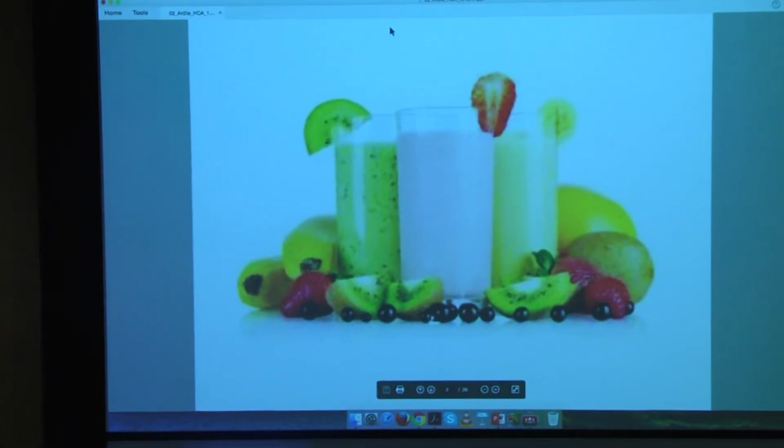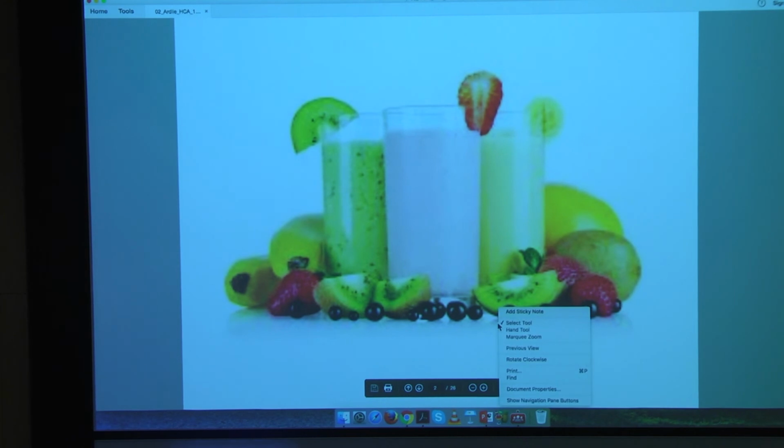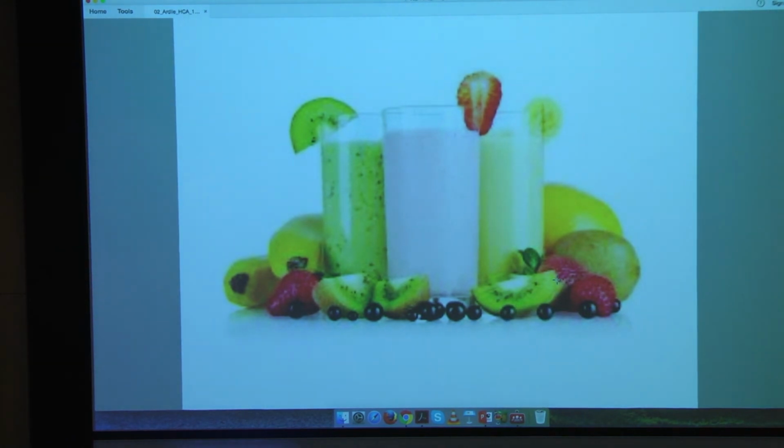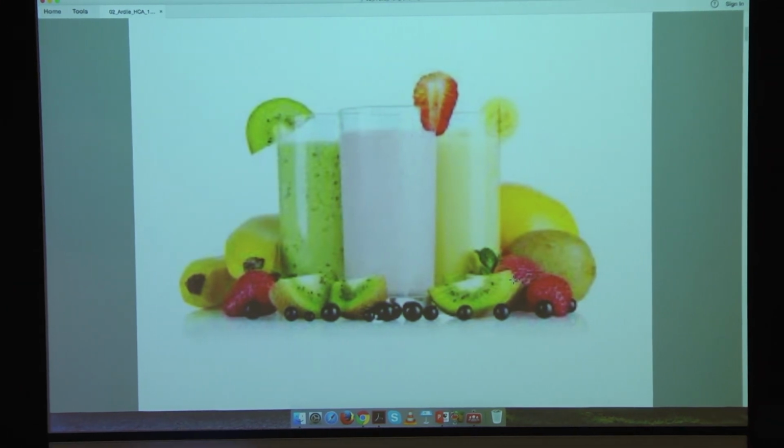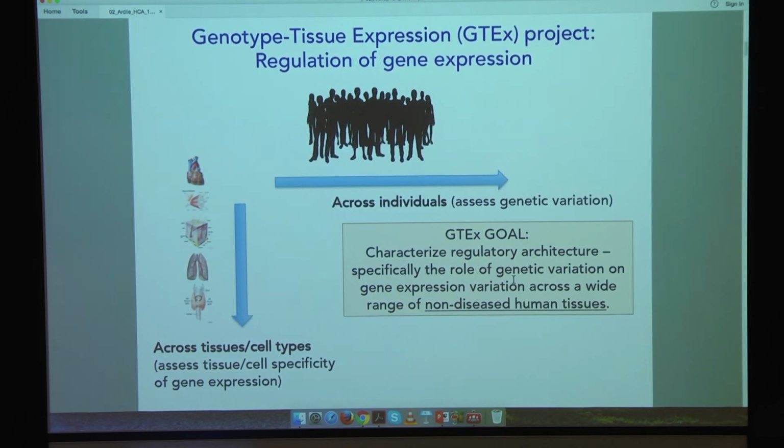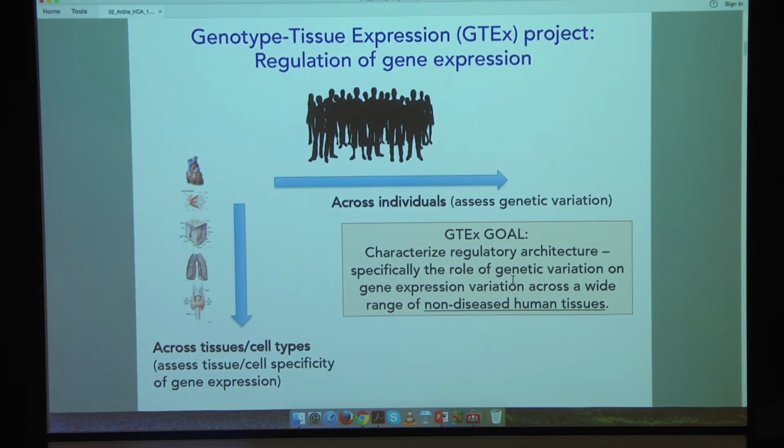But I've decided I'm going to embrace my inner smoothie because the project that I represent as this smoothie has a lot to teach us. It was a forerunner to the Human Cell Atlas that we're all here for, and there's a lot of lessons to be learned, a lot we can leverage from it, and a lot of things we can take from it and actually apply here. So I'm going to talk about that project, which is the Genotype-Tissue Expression Project.